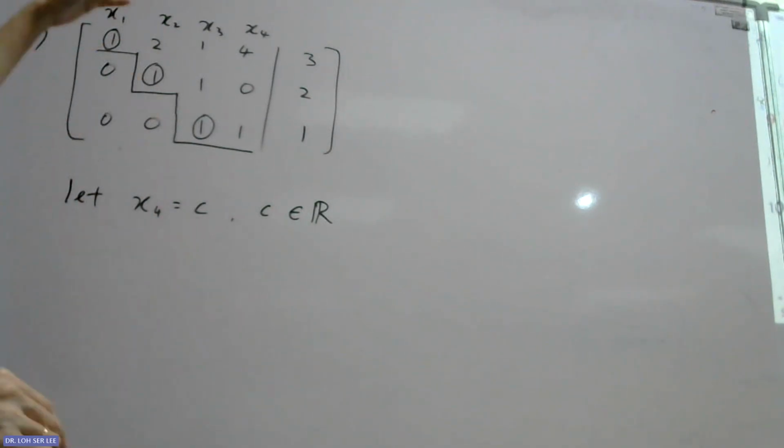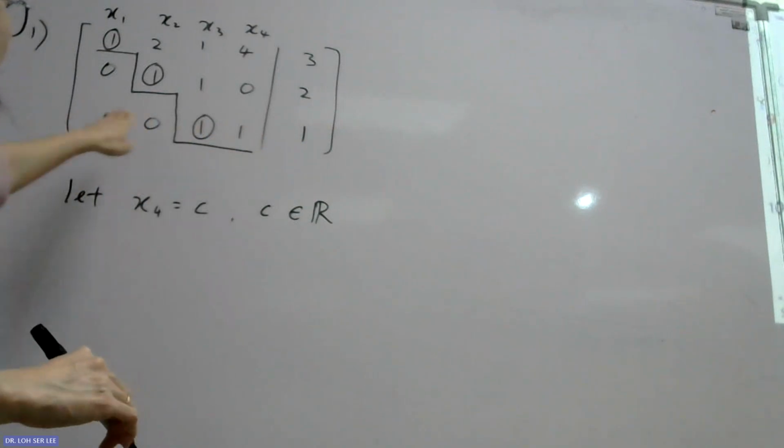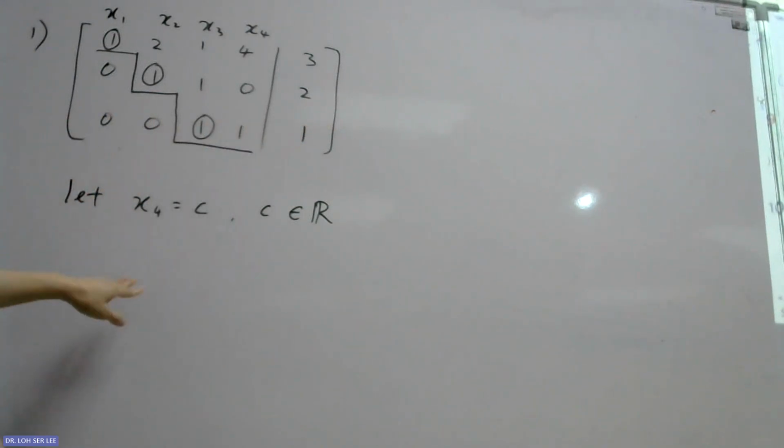Then perform backward substitution. From the equation in the last row, you substitute X4 and obtain X3 in terms of c.